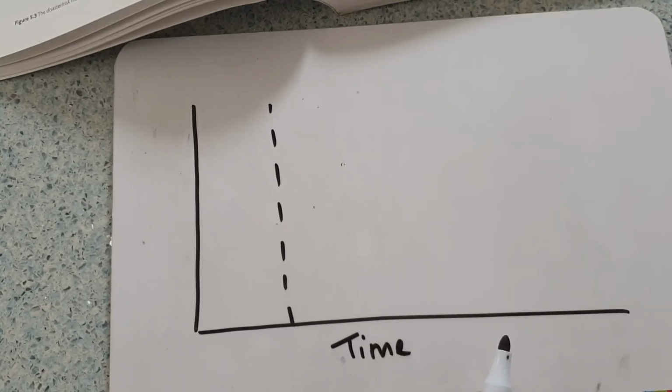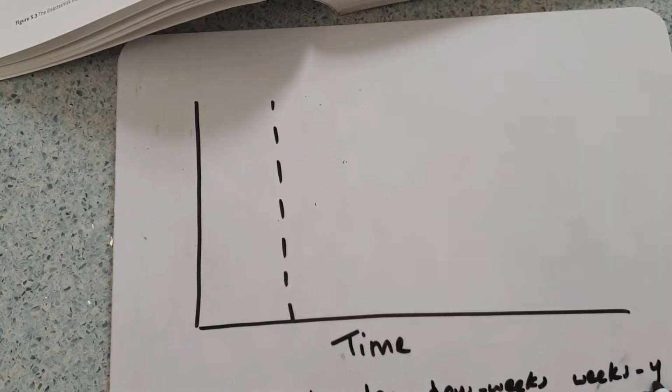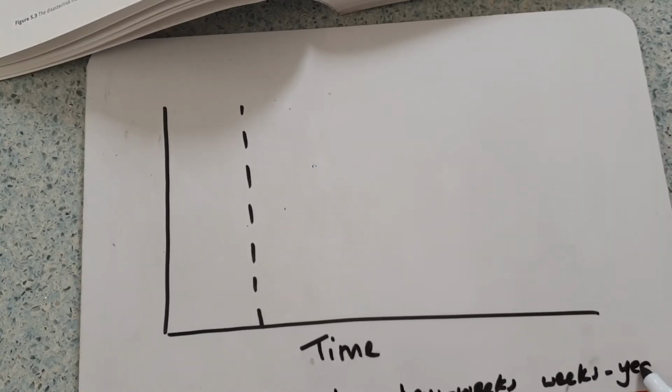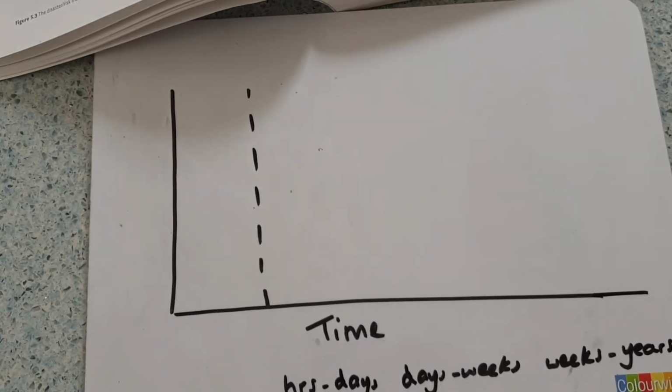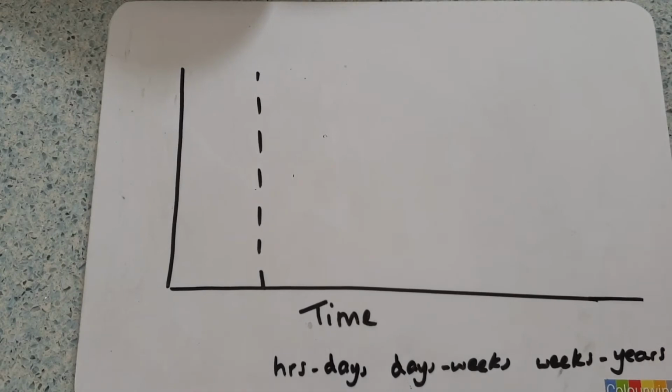On the time at the bottom, you've got the initial response, which is hours to days. Then you've got a little section which is days to weeks. And then you've got weeks to, if I can squeeze it in there, years. So very, very vague. And there's a reason for that, because this model is vague and allows you to apply it to any situation or any disaster.